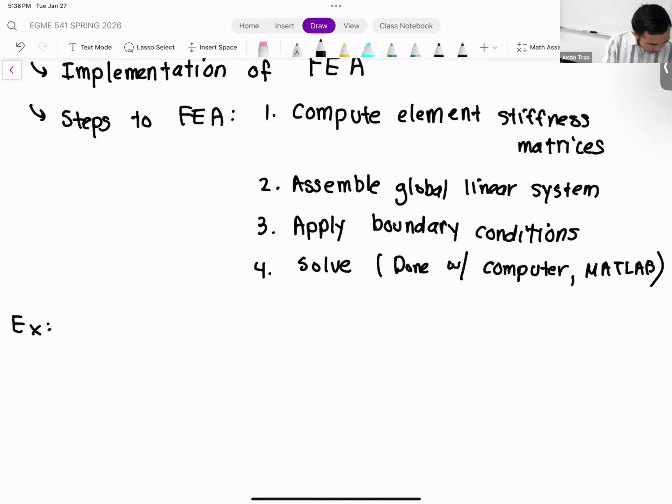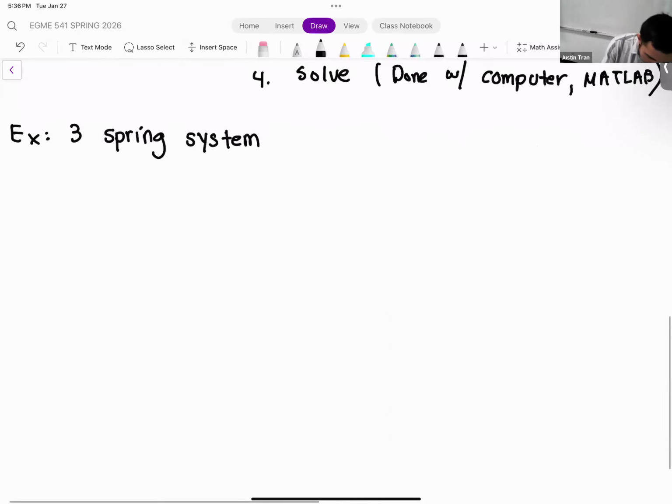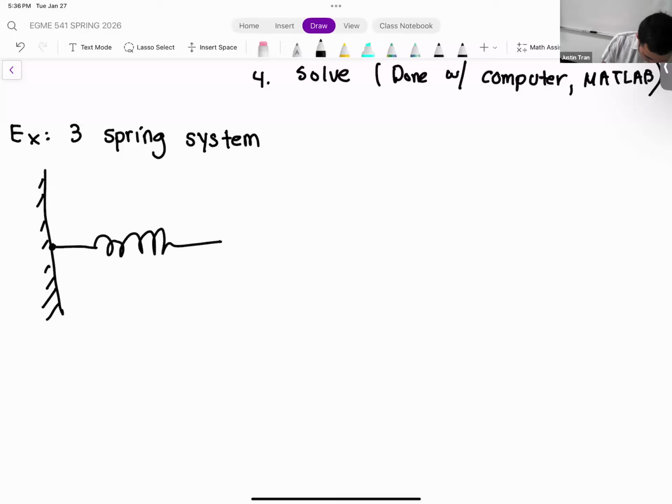Let's consider the following system that has 3 springs. Let's say we have our fixed wall here. We're going to have 1 spring attached to the wall, just like that. We'll call this spring A, and that's also going to be our element A. This spring A is going to have its own spring constant, so we'll call it Ka. This Ka is going to be attached to a wooden block.